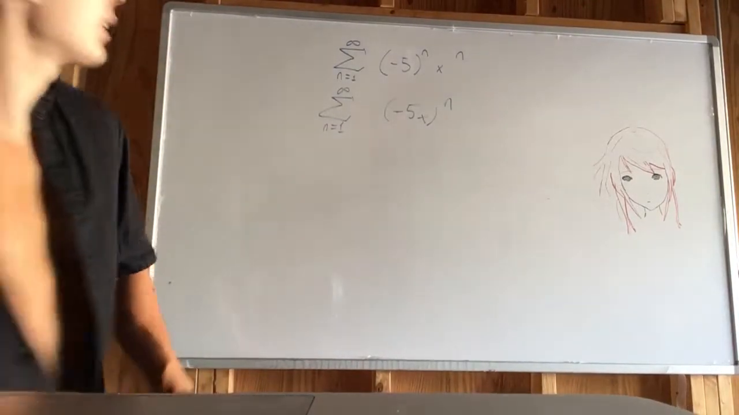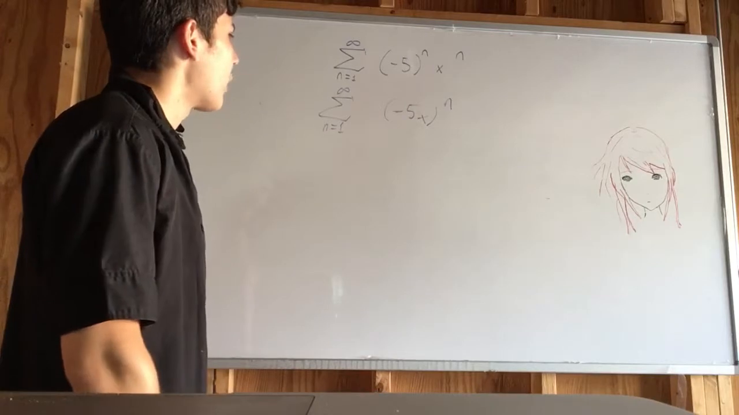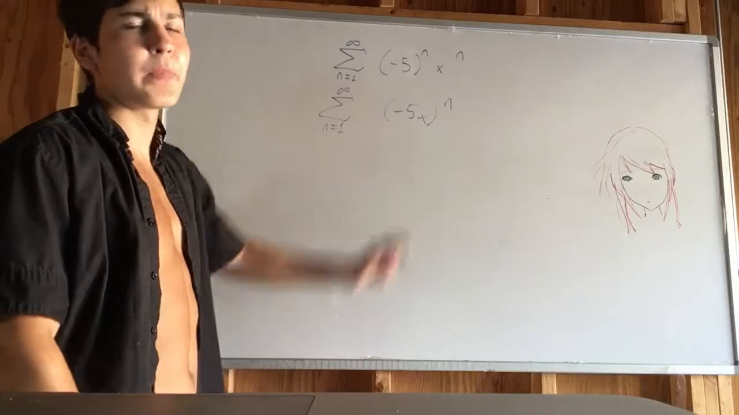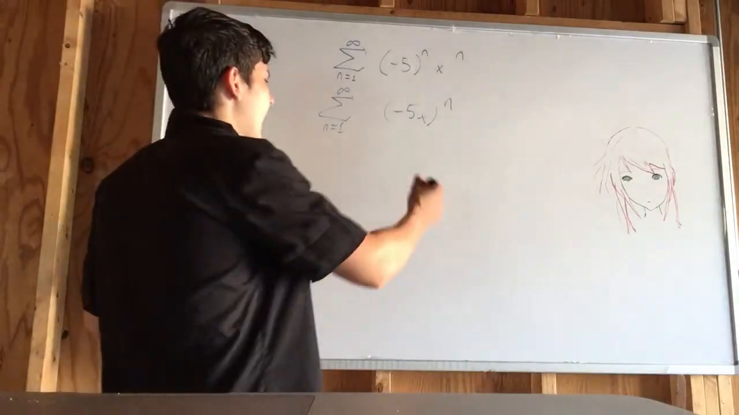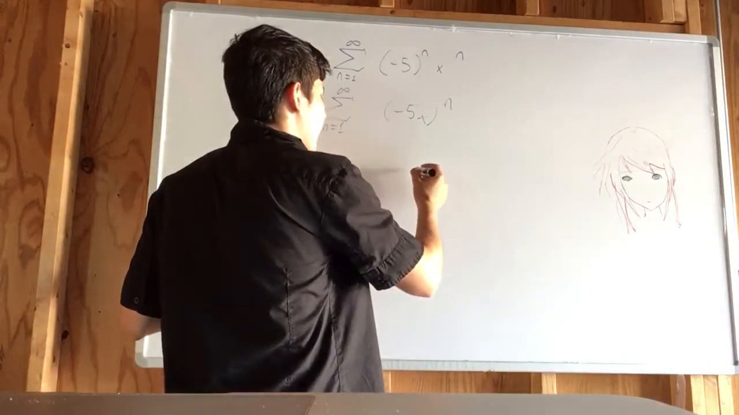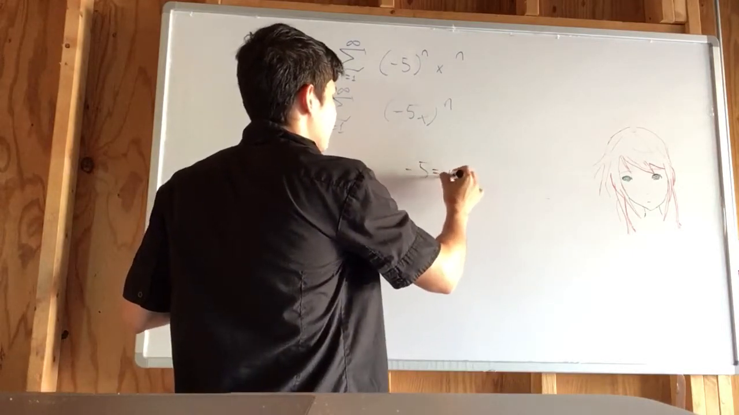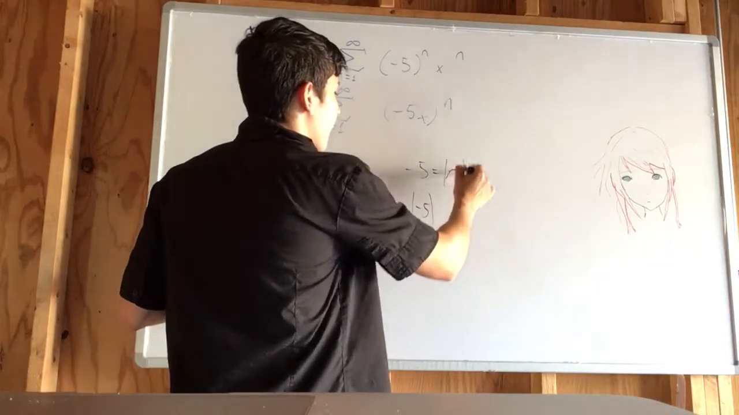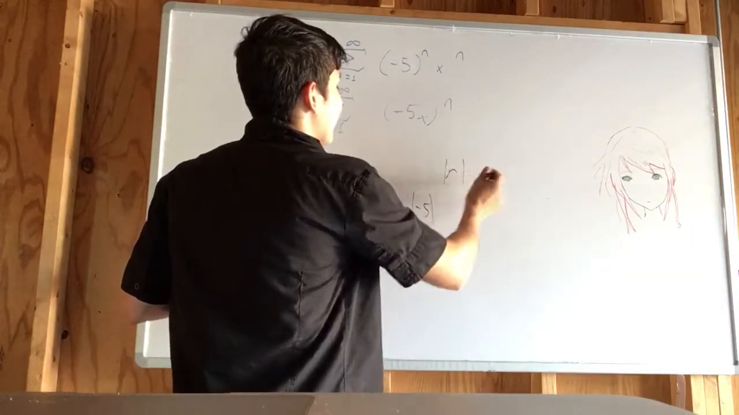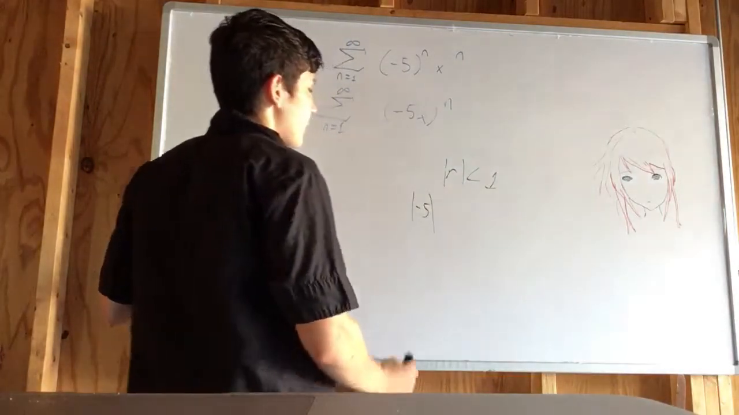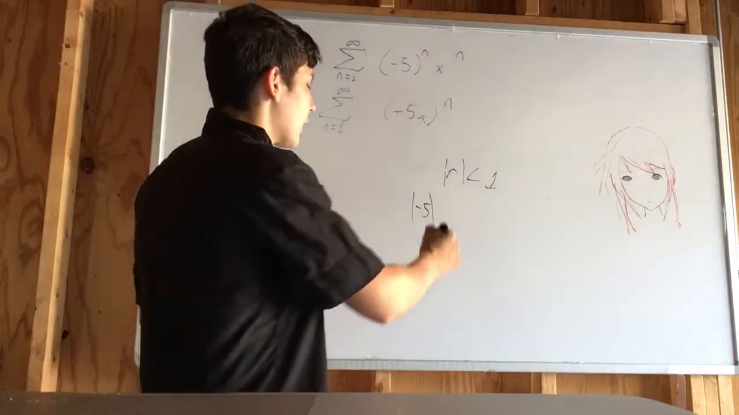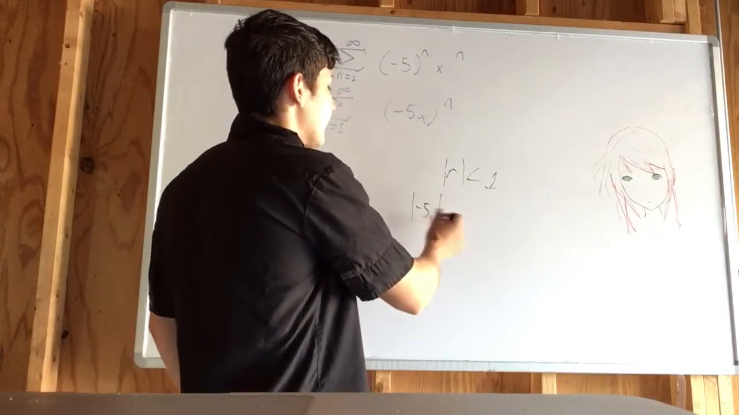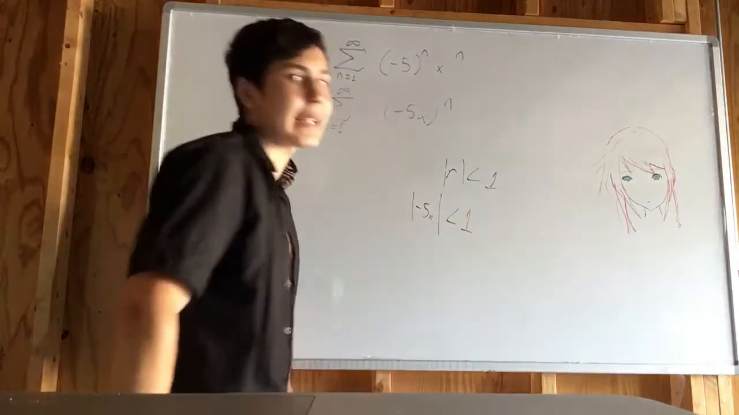Now we could go ahead and notice what's our r. Our r is negative 5x. And we know stuff about r, right? Like this is r, and we know that if the absolute value of r is less than 1, it converges. r is negative 5x in our case. So if the absolute value of negative 5x is less than 1, that's going to converge.